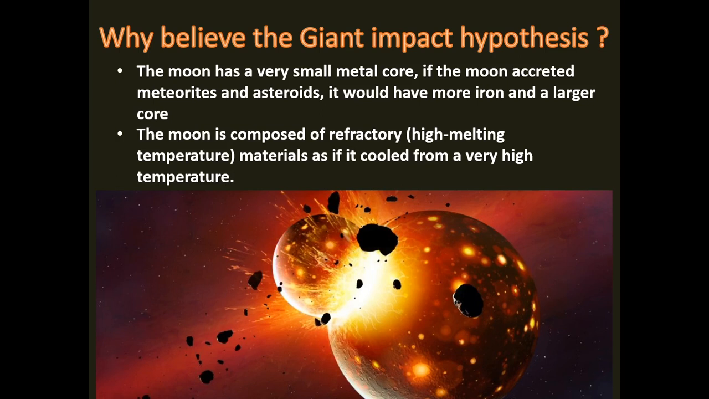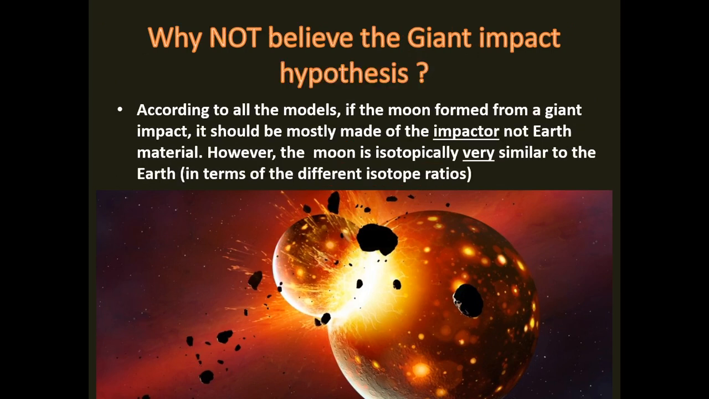Some of the reasons people think this is true is because the moon has a very small metal core. If the moon had accreted like the Earth from meteorites and asteroids, it would have had more iron and a larger core. So that's why people think an asteroid came and scraped off some of the material of Earth. The moon is also composed of very high melting point, or refractory, material, as if it cooled from a very, very high temperature.